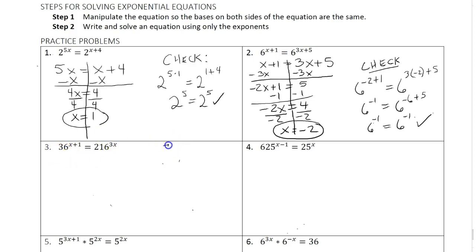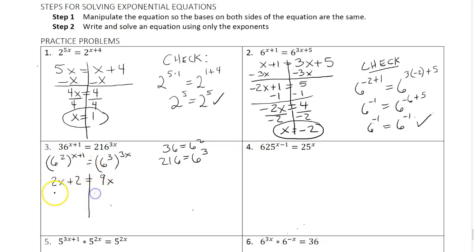We need to find a base in common. 36 equals 6 squared. 216 equals 6 to the 3rd. Thus we can write 6 squared to the power of x plus 1 equals 6 to the 3rd to the power of 3x. The power of a power rule states that the power inside the parentheses must be multiplied by the power outside, giving us 2x plus 2 equals 9x, an equation we can solve.